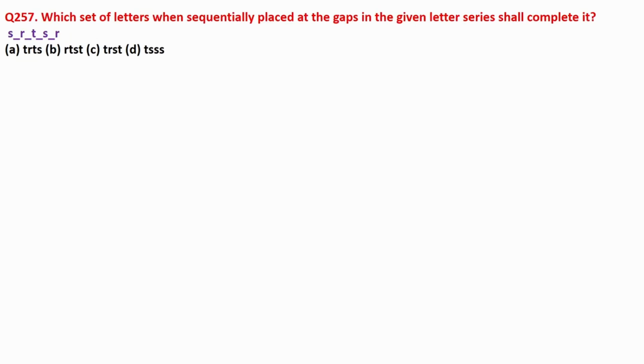Which set of letters, when sequentially placed at the gaps in the given letter series, shall complete it? Just identify the missing part. For these kinds of questions, you can either go with option verification, or just observe how many letters there are. If you compare both the question and the options, we can see S, T, R. These are the three letters they are using. Just observe that. Maybe S, T, R.